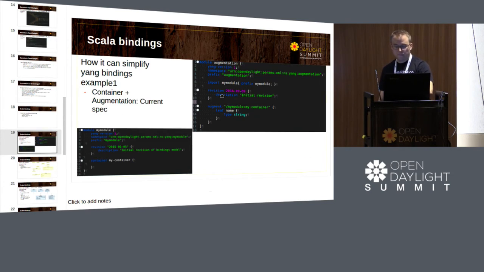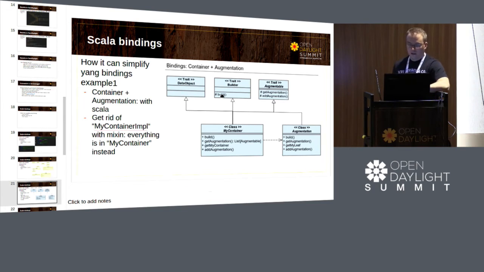We can see that by using traits, we get rid of my container implementation, and with mixins, everything is in my container. It simplifies the class diagrams much more than the previous one. So this versus this.